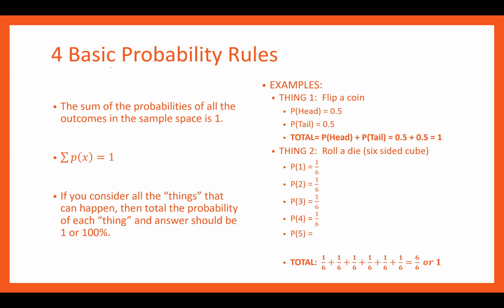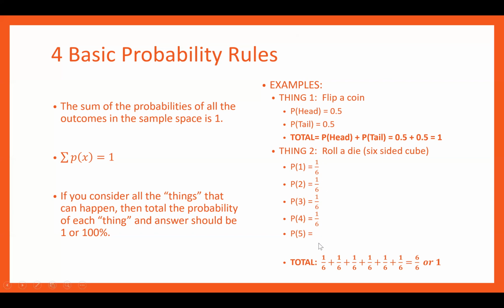So for example, if my thing that I'm doing is flipping a coin, when I flip a coin, I can either get a head or a tail. So I have a 50% chance of a head, a 50% chance of a tail. Those are the only two things that can happen when I flip a coin. And so if I consider probability of a head plus a probability of a tail, 50% plus 50% is 1 whole, or 100%. Because something's going to happen when I flip that coin.